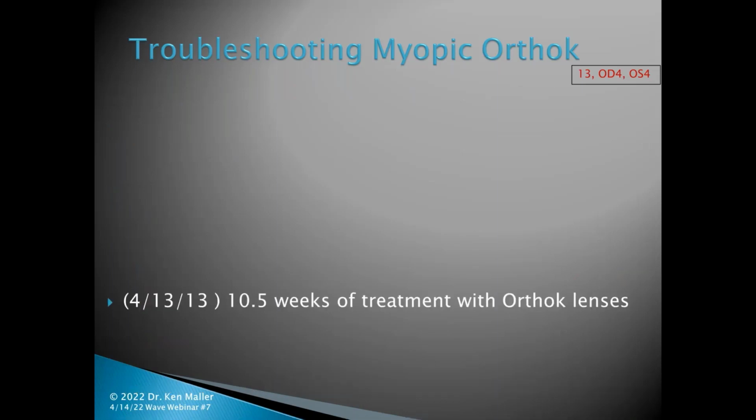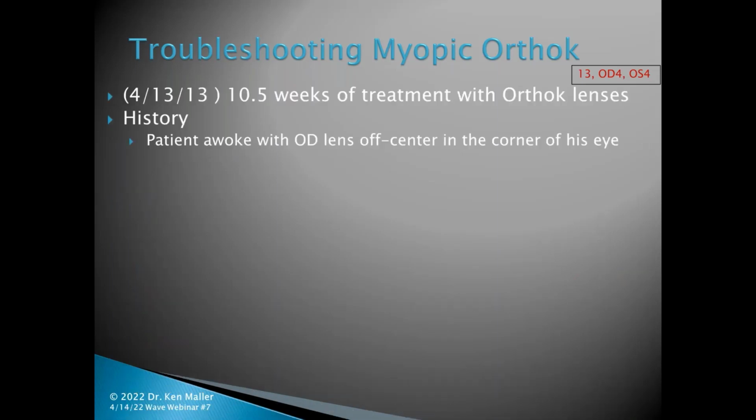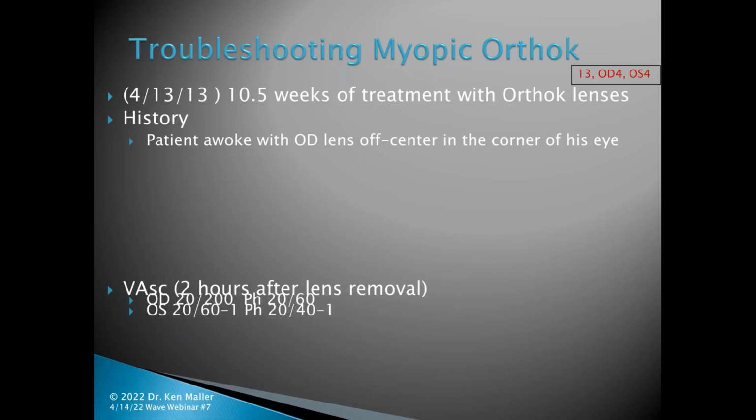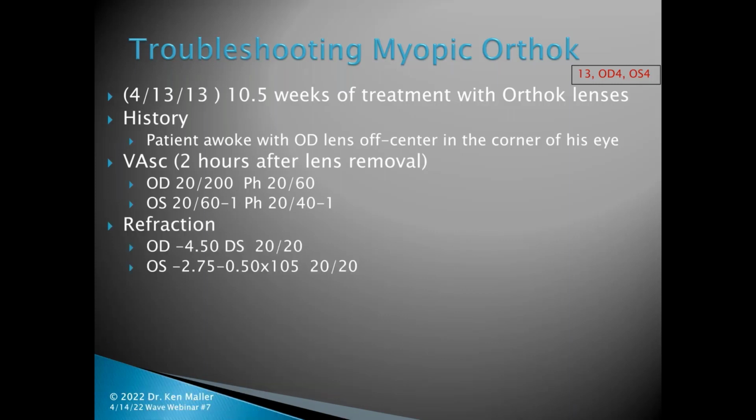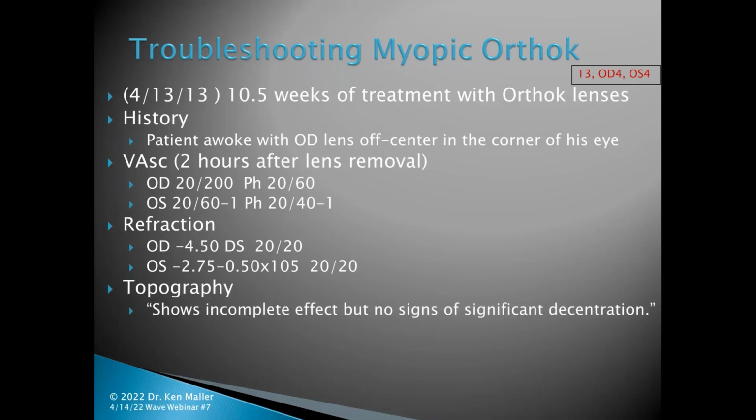At his 13th visit, 10.5 weeks out of treatment, he awoke with the right lens off center in the corner of his eye. 2 hours after lens removal, he's 20/200 in the right eye, pinholing only to 20/60, and the left eye is 20/60 minus with a pinhole only to 20/40. Refraction, minus 4.50, that's almost untreated. That's about where he started. He was only about a -5 myope, and the left eye is about a -3 myope, and that really wasn't reported as anything eventful. So I'm not really sure why that was so undertreated.